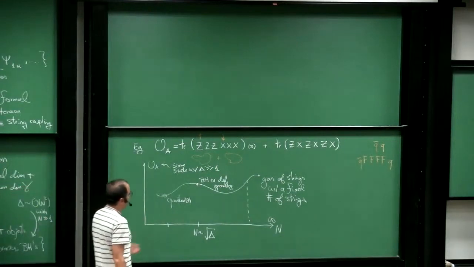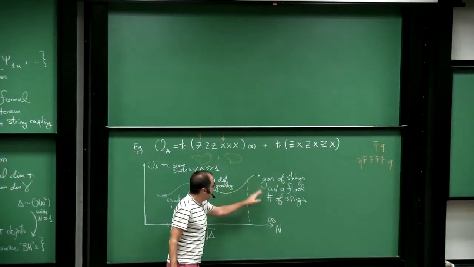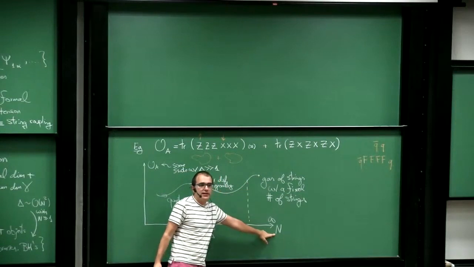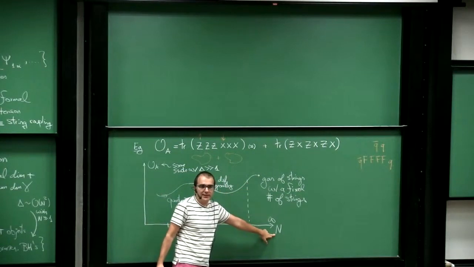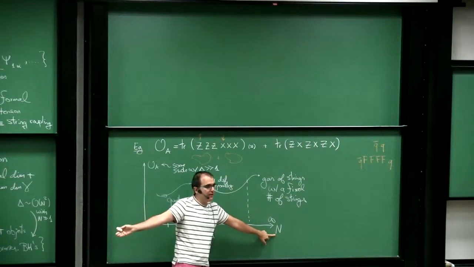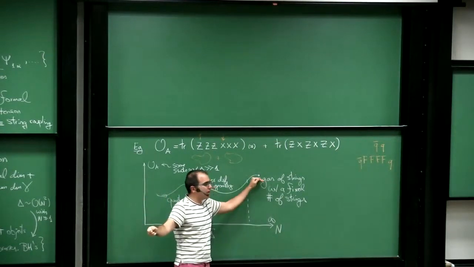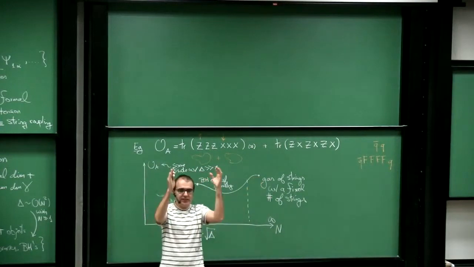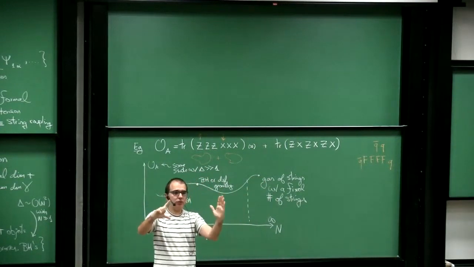But the punchline is that it would be cool if we could continuously deform N. N is a number. It's the number of colors, again. In the real world, it's 3. In N equals 4, it's whatever we want. It could be 7. But if we could tune it, we could start at N equal infinity, where we have a bunch of decoupled spin chains, each of which we know very well how to study.